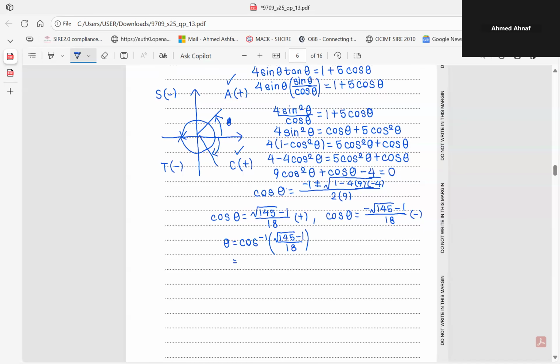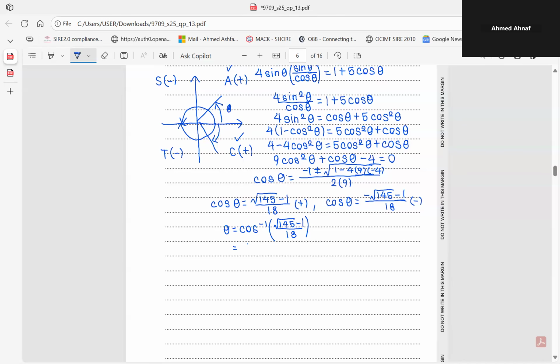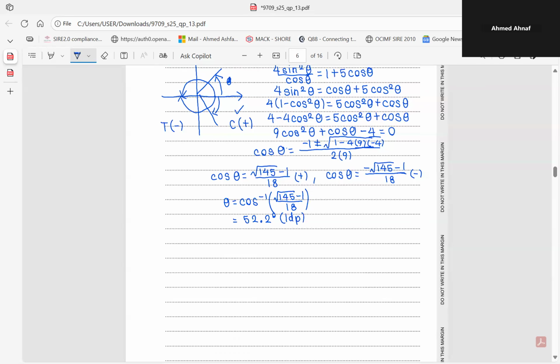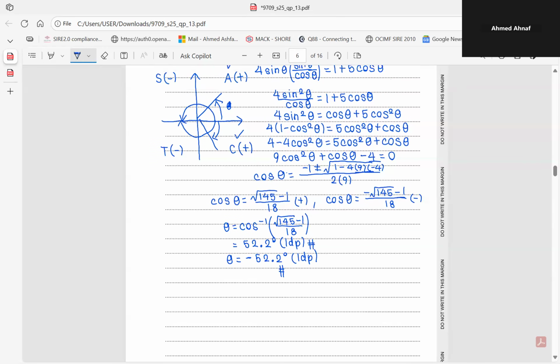And that would give you 52.2 degrees to 1 decimal place. Okay, and now to get your negative acute angle, just put the negative sign on your positive acute angle, to 1 decimal place. So these are our first two answers. Let's now solve the second equation.